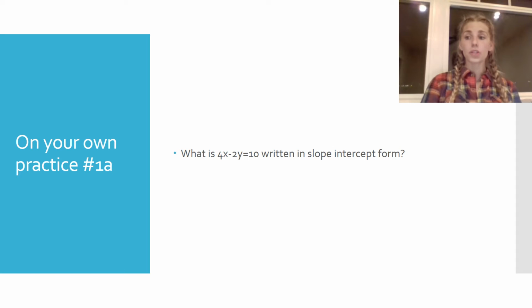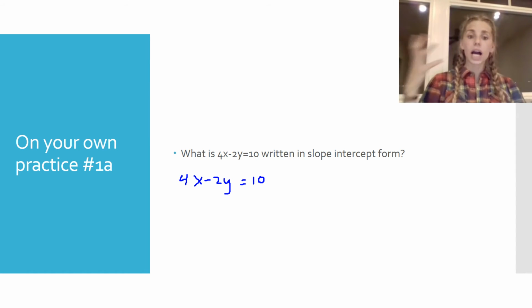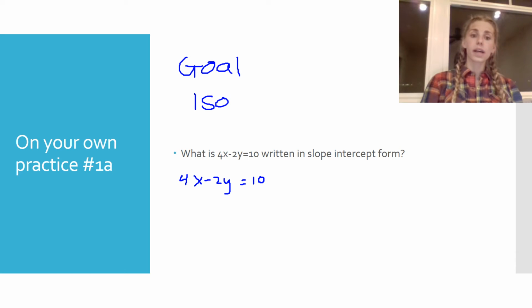Okay, I hope you've had an opportunity to work on this question and solve it. So I'm going to go ahead and demonstrate for you how we solve this equation. So we have 4x minus 2y equals 10. And I'm mistaken when I say solve this equation. We're not solving anything. We are just rearranging, okay? We want to isolate our y variable. That's our goal. So our goal is to isolate the y.